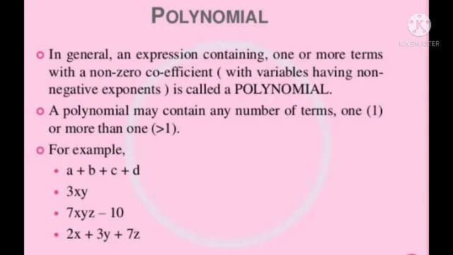Polynomial. In general, an expression containing one or more terms with a non-zero coefficient, that is with variables having non-negative exponents, is called a polynomial. A polynomial may contain any number of terms, one or more than one. For example, a plus b plus c plus d, 3xy, 7xyz minus 10, and 2x plus 3y plus 7z.